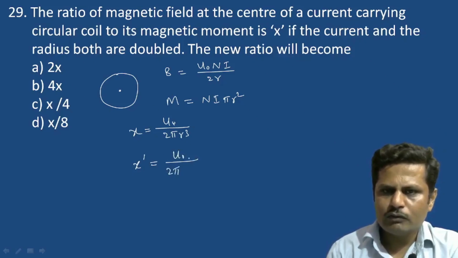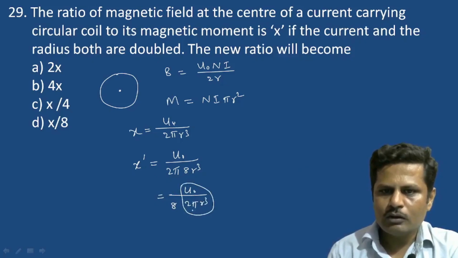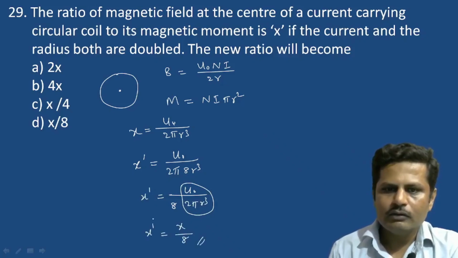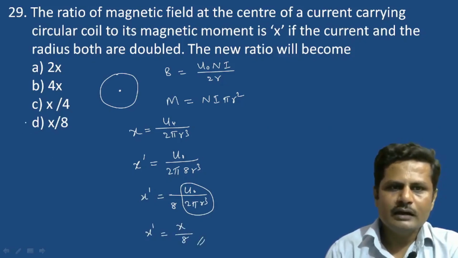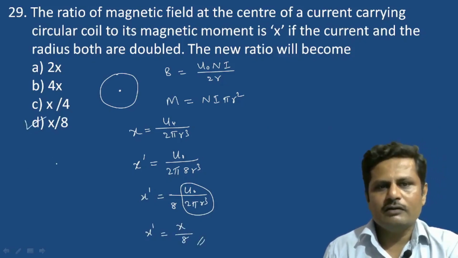2 2s are 4, 4 2s are 8. It will become 8 times r cube. So therefore this can be written like this, no? That is mu naught divided by 8 should be taken this side, 8 into 2 pi r cube. So we know that mu naught divided by 2 pi r cube is equal to x. So therefore x dash can be written like this. The x dash is equal to x divided by 8. So therefore option D would be the correct answer for this.